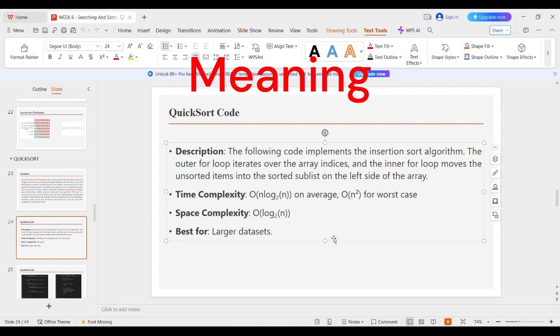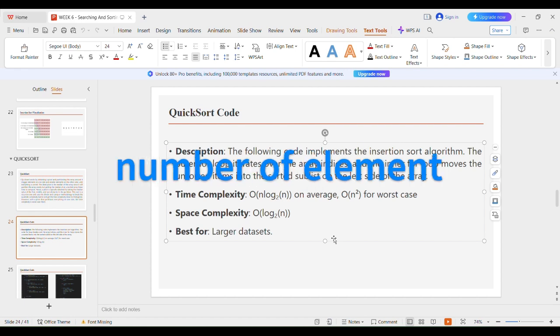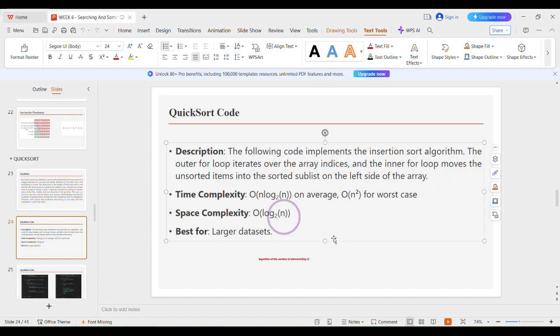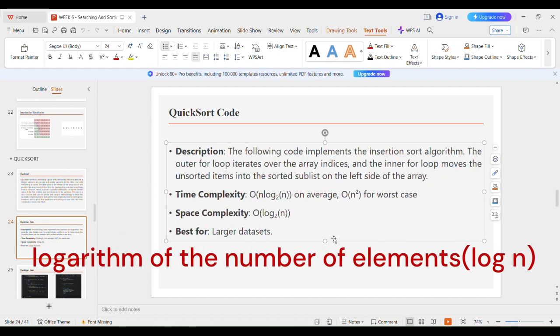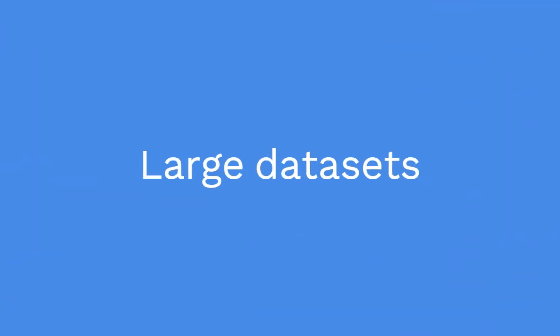The time it takes to sort the array grows roughly proportional to the number of elements, n, multiplied by the logarithm of the number of elements, log n. This means QuickSort is very efficient for large data sets.